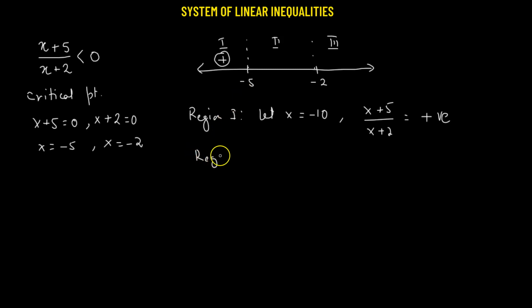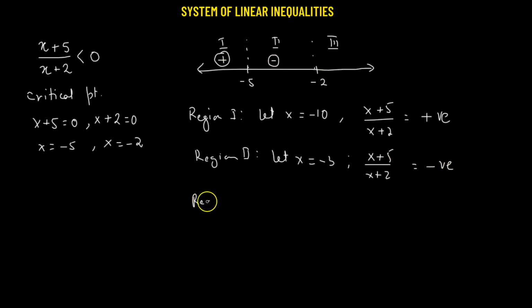Then we come to region number 2. In region number 2, we will consider x to be equal to negative 3. So here we have (x plus 5) divided by (x plus 2). The numerator will be positive while the denominator will be negative, because we have negative 3 plus 2, which is negative 1. So that means we have a positive number divided by a negative number. The sign will be negative. Region 2 gives us a negative value.